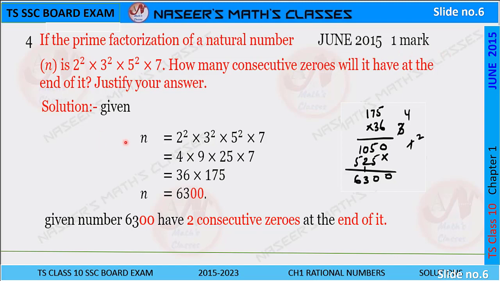So it is given that natural number n is equal to 2 square into 3 square into 5 square into 7. 2 square means 4, 3 square means 9, 5 square means 25. 4 nines are 36, 25 into 7 we get 175. 36 into 175 we get 6300. So n is equal to 6300. So the given number 6300 has two consecutive zeros at the end of it.